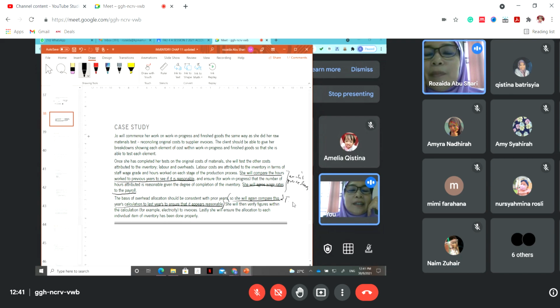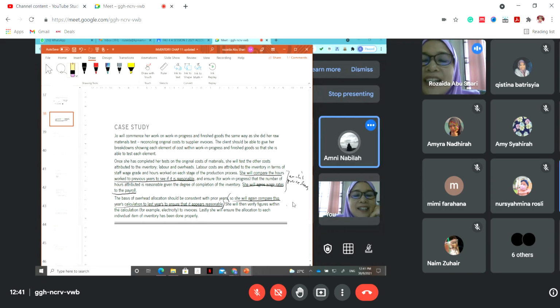So, here they perform the audit procedure plus one of the substantive tests. She will again compare this year's calculation to last year's to ensure that it appears reasonable. So this is an example of a substantive test. What is this procedure? You compare this year's calculation to last year's. This is what procedure? Analytical procedure. Yeah, good.